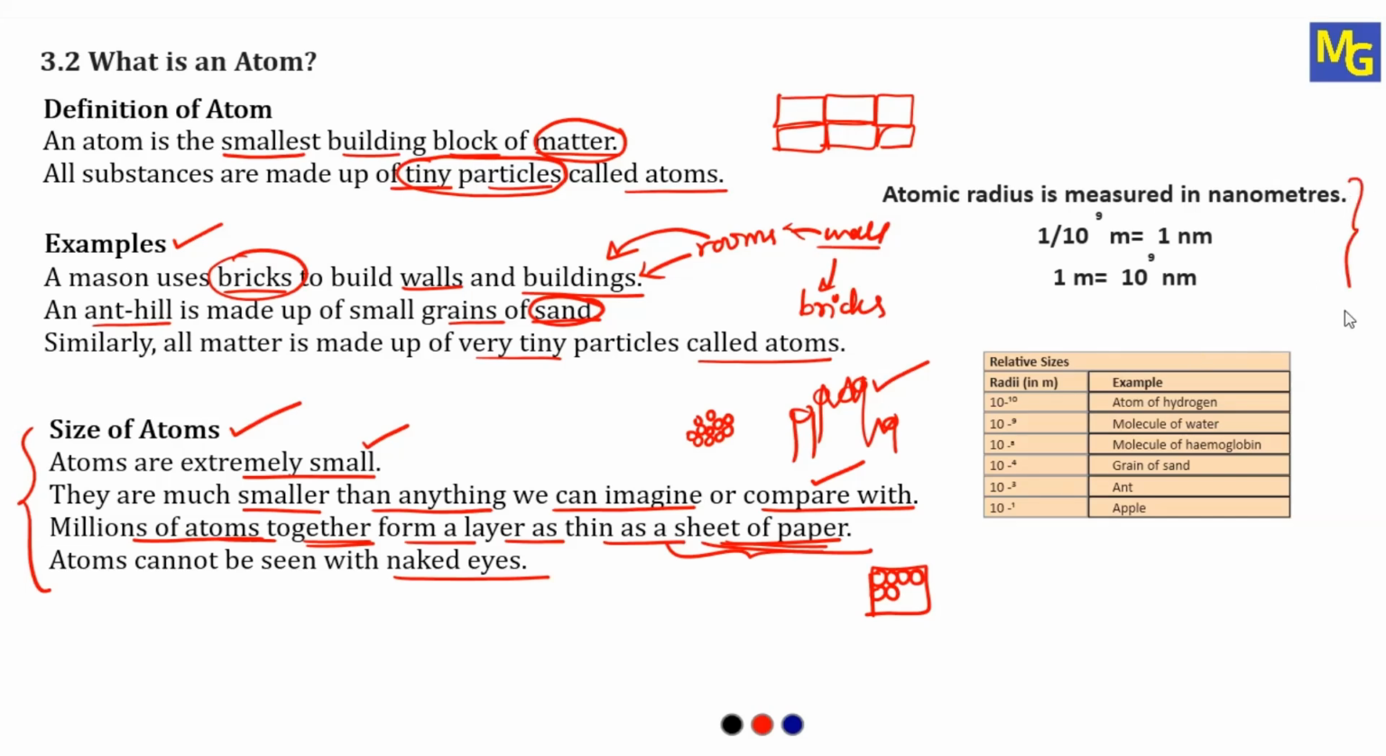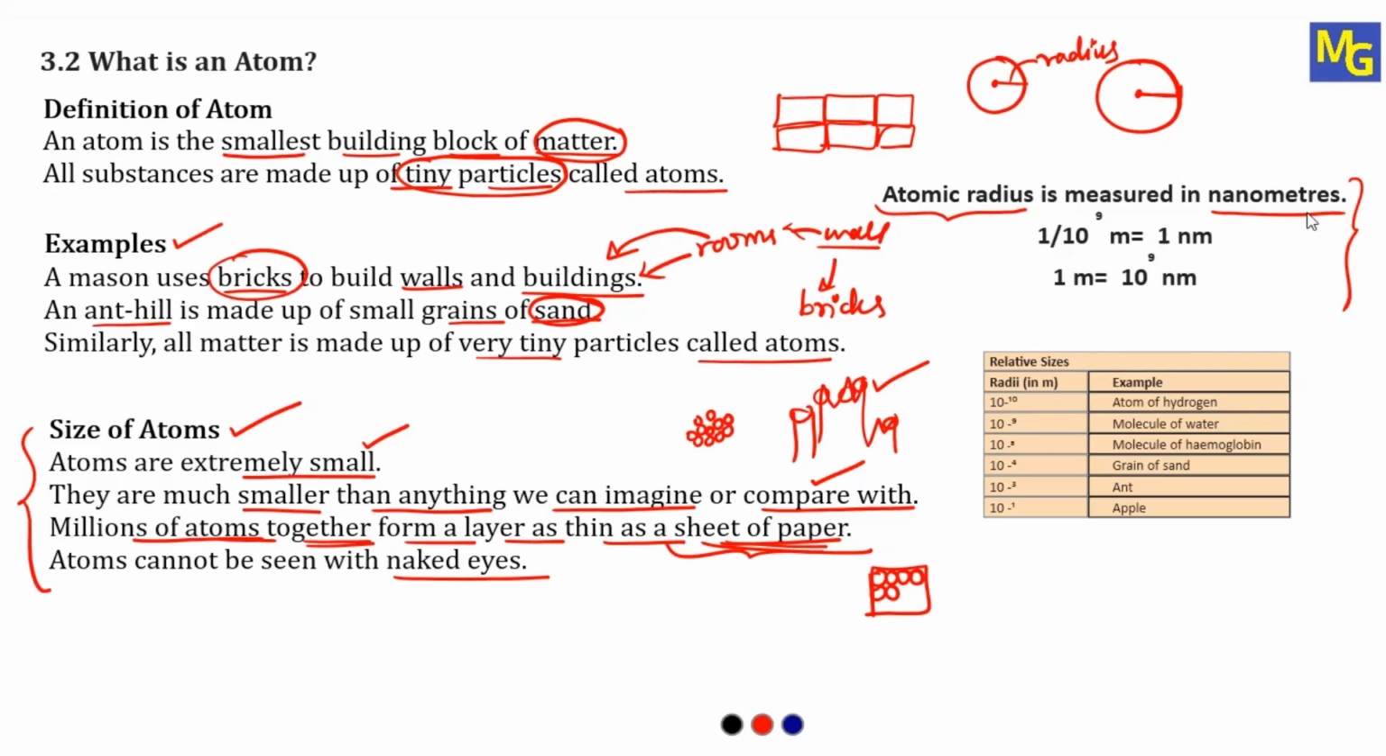Now we can see the measurement. Atomic radius is measured in nanometers. As I told you, atoms are so small that we cannot measure their size directly, so we measure in terms of their radius. Radius is the distance between the center and the circumference. Atoms are imagined as spherical particles, so they have one center and a circumference. The distance between the center and the circumference is called the radius, and this is called the atomic radius. By measuring the atomic radius, we can imagine the size of atoms.